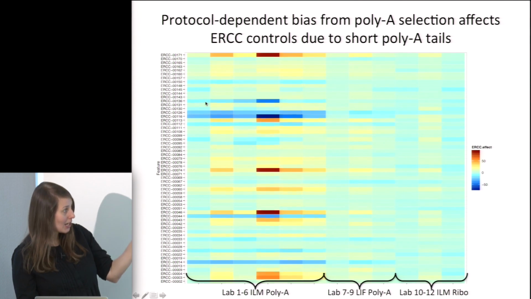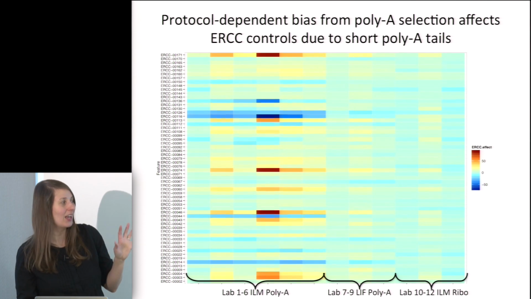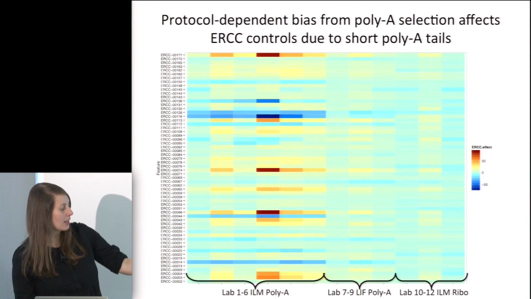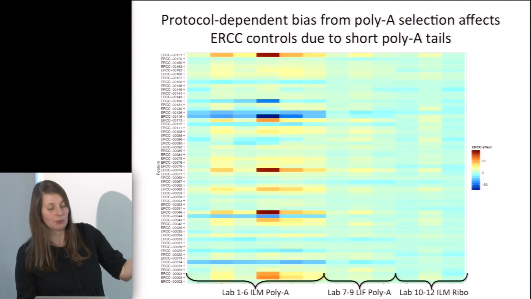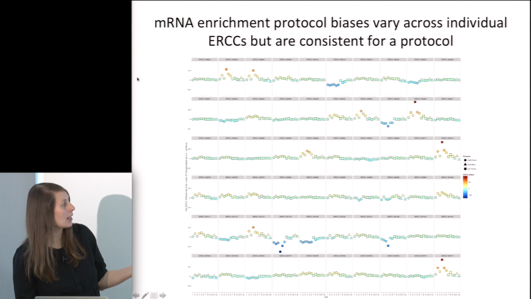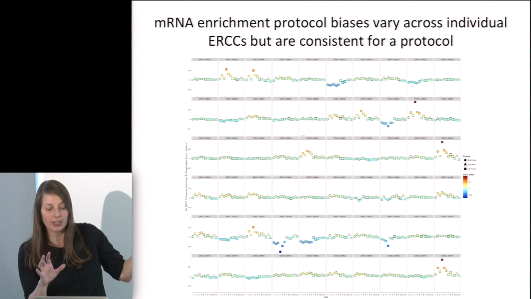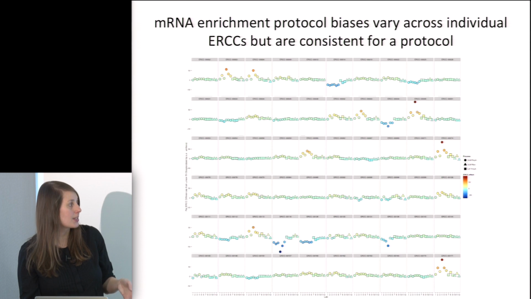But then there are also particular ERCCs, specific ones that had more of an issue than others. Another way to look at this, and one can see that it is clearly an issue for the poly-A enrichment kit that was used at labs 1 through 6, and less of an issue at labs 7 through 12. Another way of looking at this data is to look at each ERCC control faceted in this grid here. And we can again see that the protocol biases vary across individual ERCCs, but are consistent for a given protocol. And I'll zoom in on a couple of these examples.